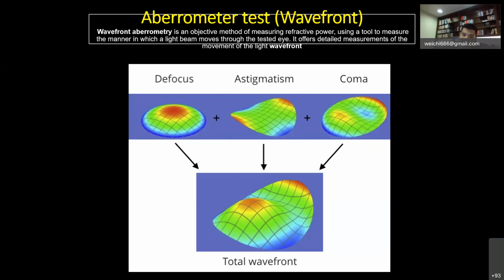So right now, in modern refractive surgery to correct, for example, the patient's myopia or hyperopia, we will not only correct the patient's refractive error, the myopia or hyperopia, we'll also try to correct these higher order aberrations. Hopefully, the patient could achieve a better visual outcome.